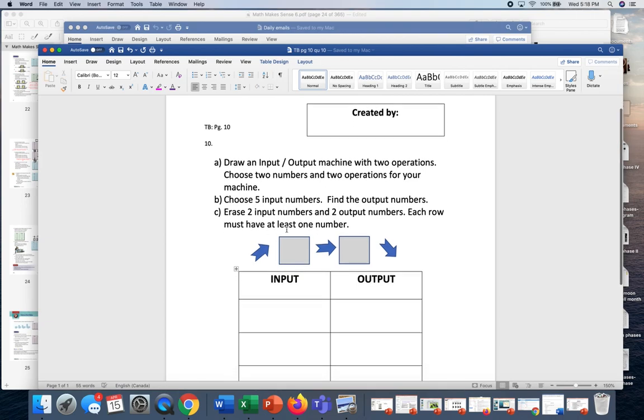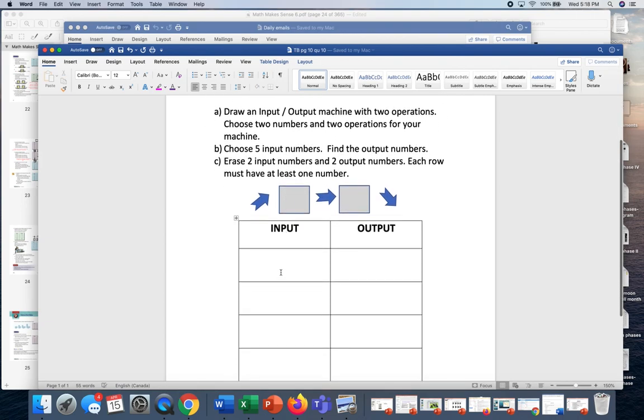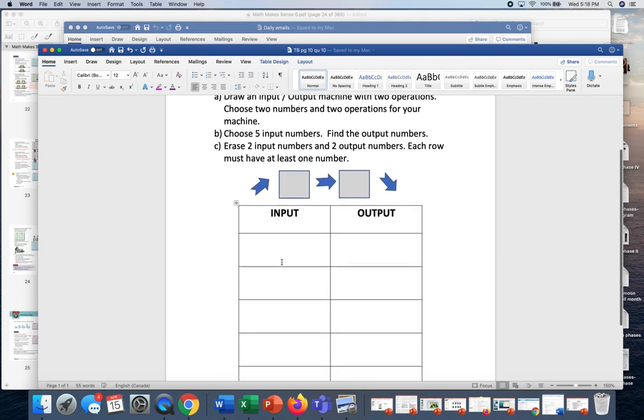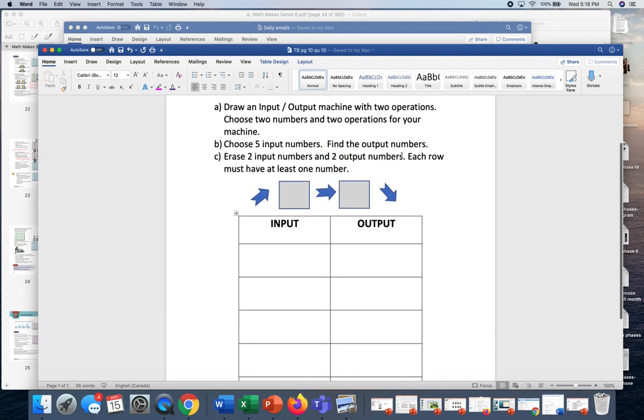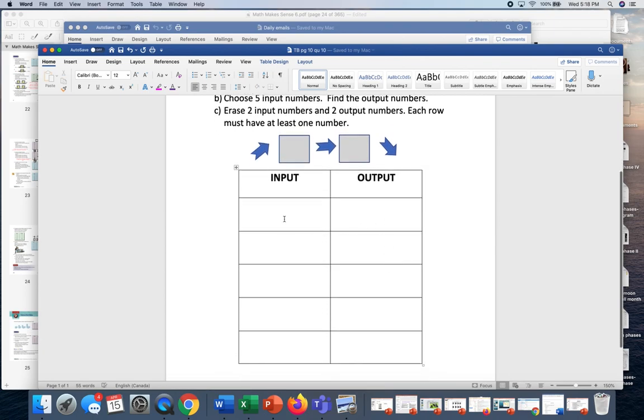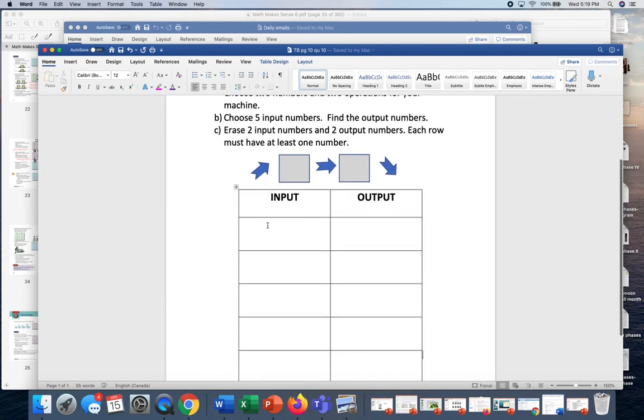And then you're going to choose 5 input numbers, okay? So going here, and then find 5 output numbers. I suggest that you make these in a pattern, so you would be able to apply the pattern rule to it. And I also suggest that you do not use 1, 2, 3, 4, 5. That's a little bit too simple. You might want to do something a little bit more than that. It could be increasing or it could be decreasing.